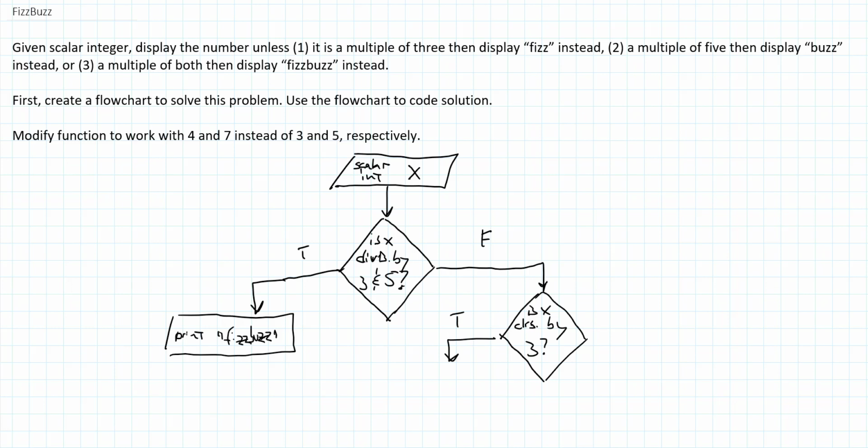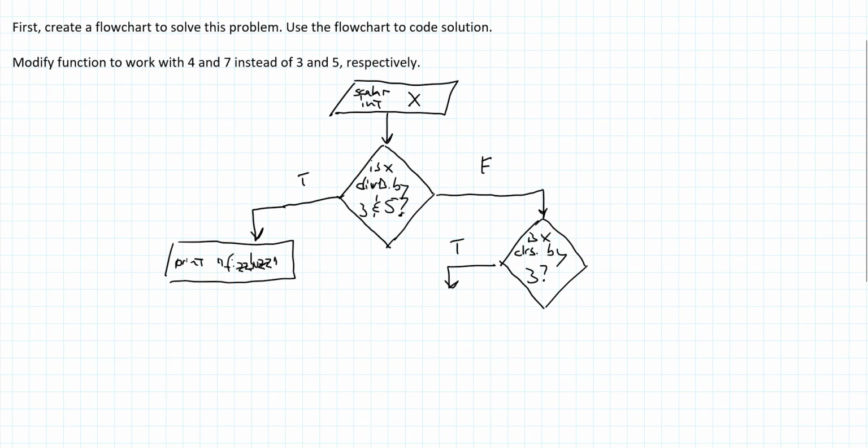So look at the order that we are doing our logic. We've already checked at this point, is it divisible by both 3 and 5? So when we come over here, if that was false, is x divisible by 3? If that's true, well, we already know at this point it's not divisible by both 3 and 5. So if it's divisible by 3, then it is not also divisible by 5, because it would have been picked up in that previous decision that we made.